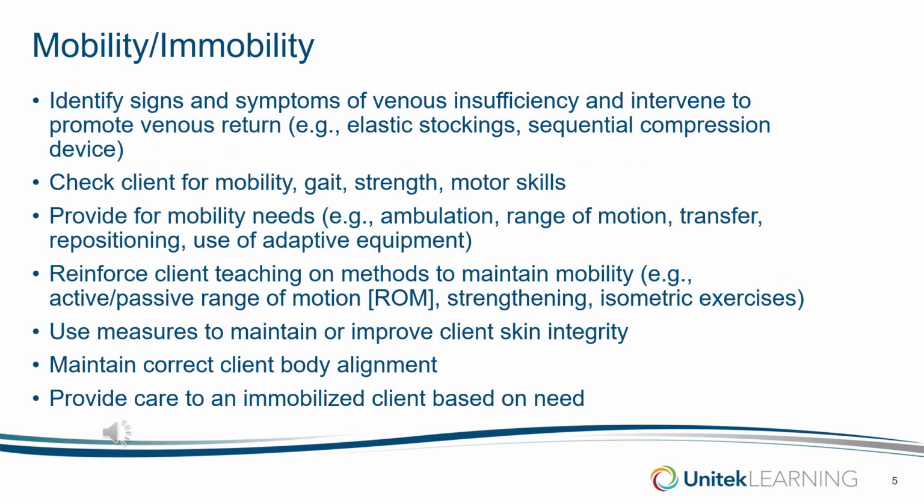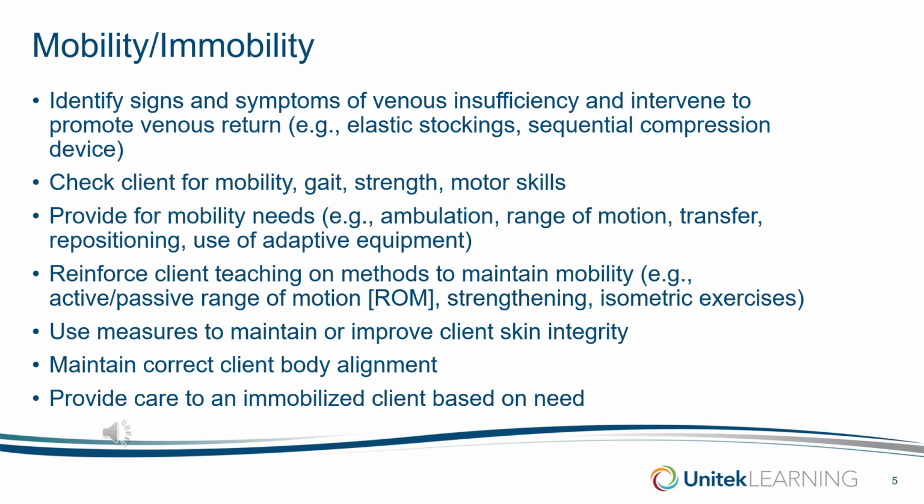Immobility can impact several body systems, including skin, lungs, gastrointestinal, cardiovascular, and musculoskeletal. It is important that we be able to identify signs and symptoms of venous insufficiency and intervene to promote venous return. This is where use of elastic stockings and sequential compression devices come into play. It is important that we ambulate and perform range of motion with our clients. Passive range of motion should be used for those clients that are unable to move themselves. However, it is important that we encourage active range of motion to help maintain muscle tone.